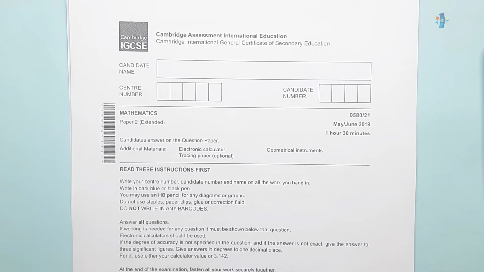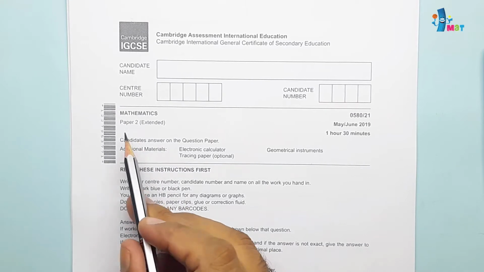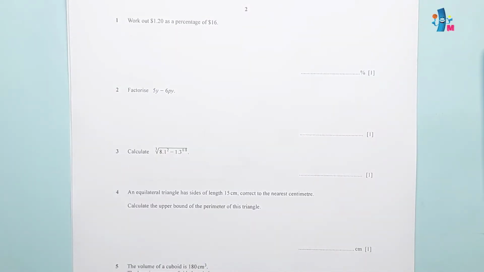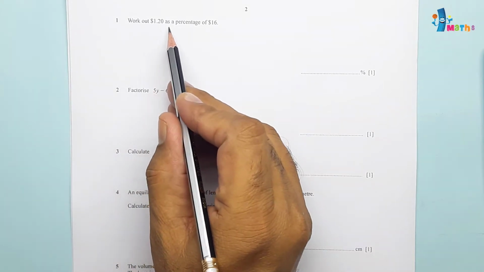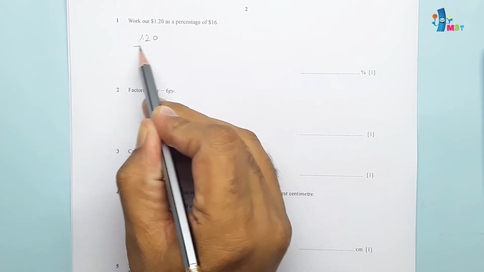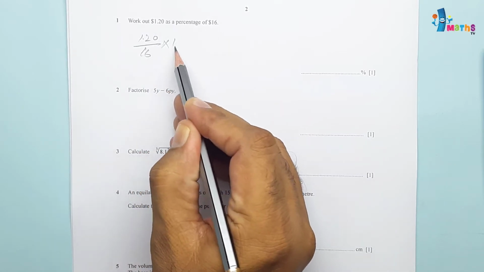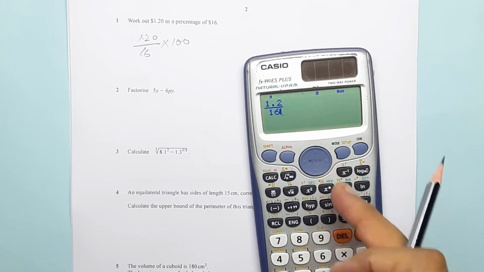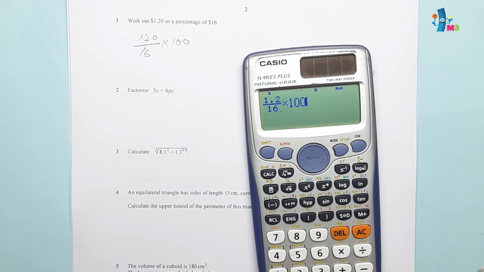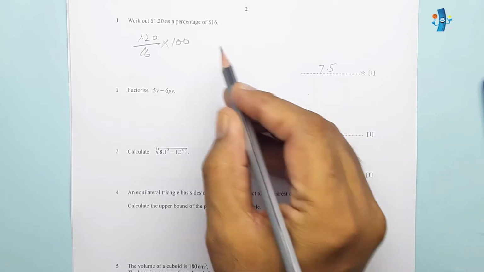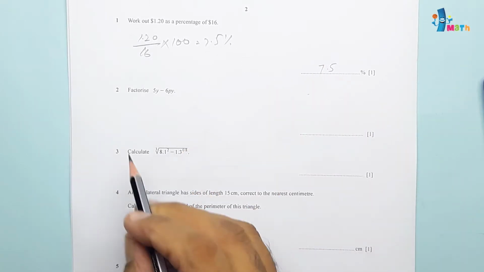Today we will be going through Mathematics IGCSE paper 2 extended 0580/21 May-June 2019. Question number 1. Work out $1.20 as a percentage of 16. So we will write 1.20 divided by 16, and for percentage we will be multiplying by 100. When we calculate 1.2 divided by 16, multiplied by 100, this is equal to 7.5%. So 7.5% we can write over here also.